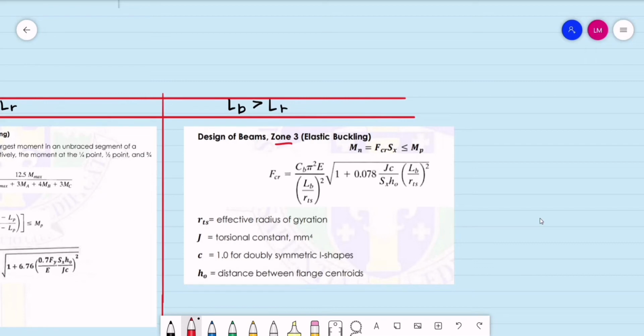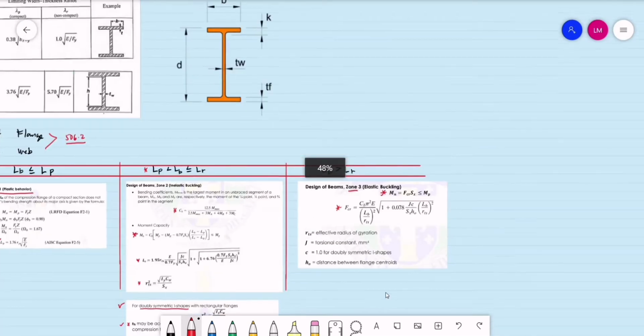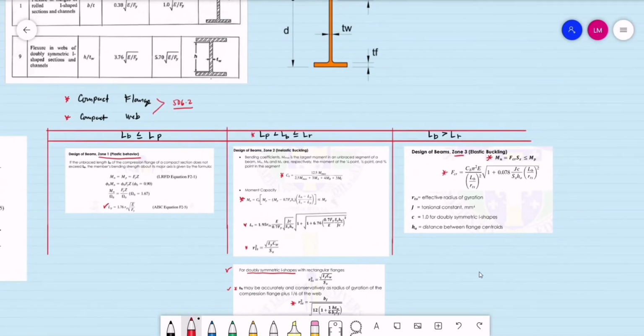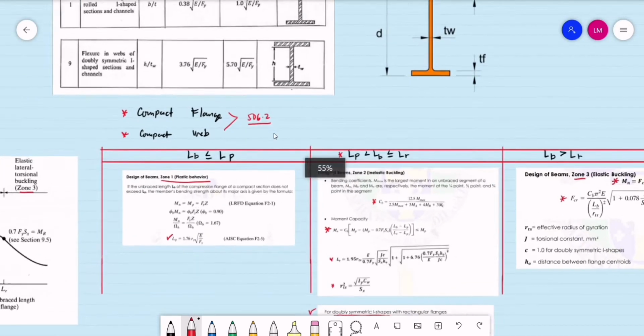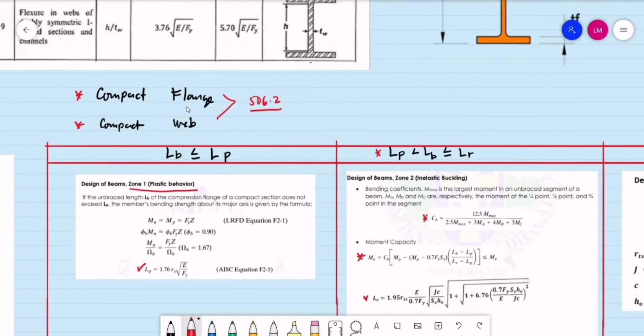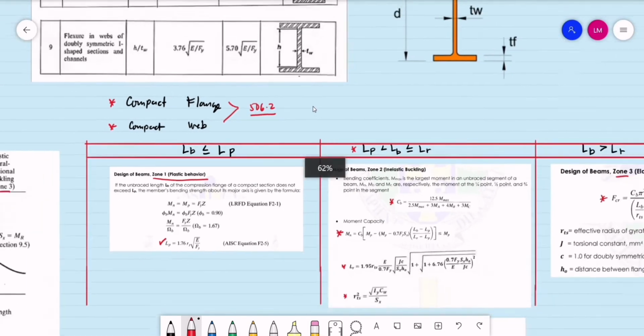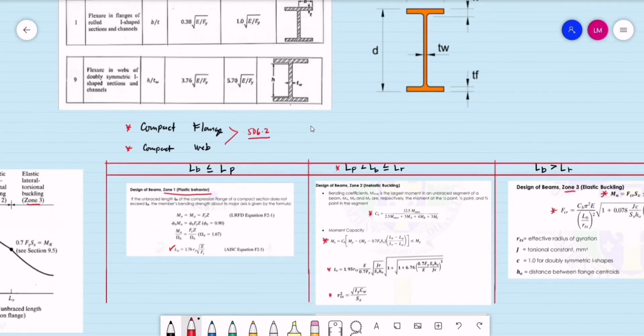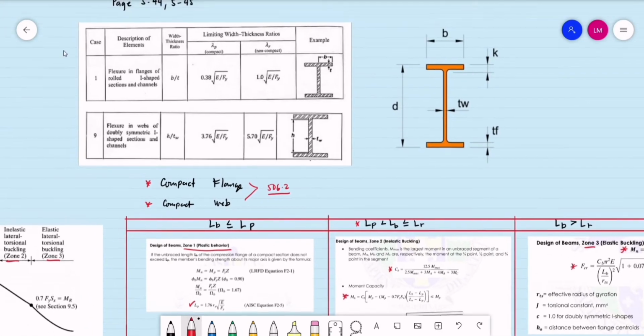Okay, we have the design of the beams for elastic buckling. So this is how we compute for the nominal moment capacity. Okay, and this is the equation of F sub CR. So this is the summary of the 3 zones, and it's a useful equation for sections with compact flange and compact web. Okay, now how do we determine, or how do we check if a section is compact?